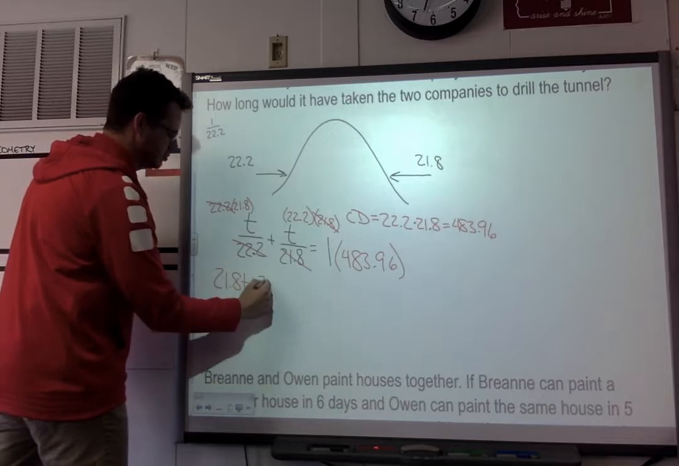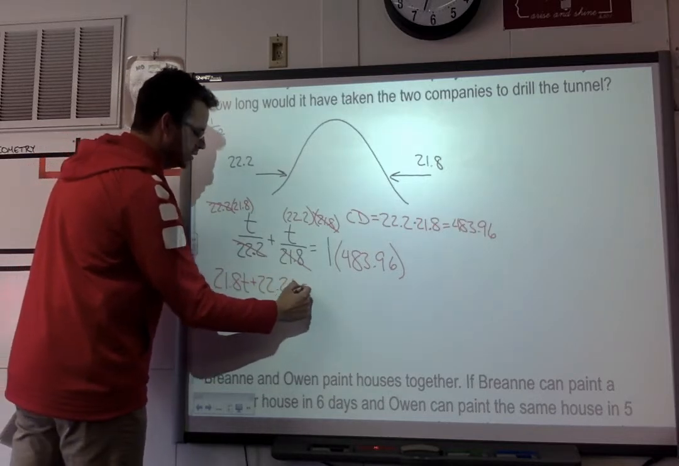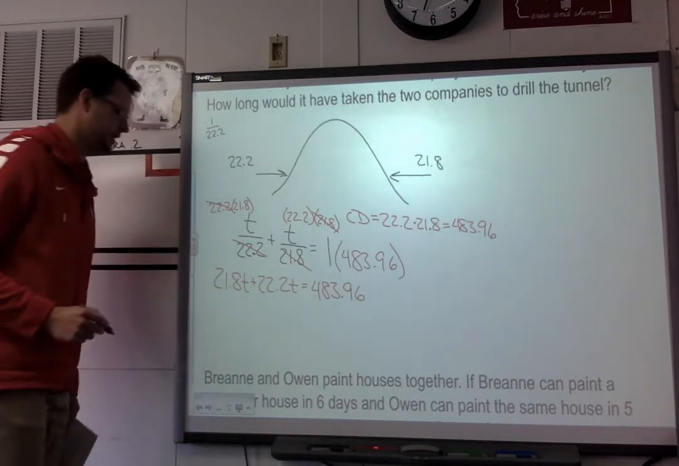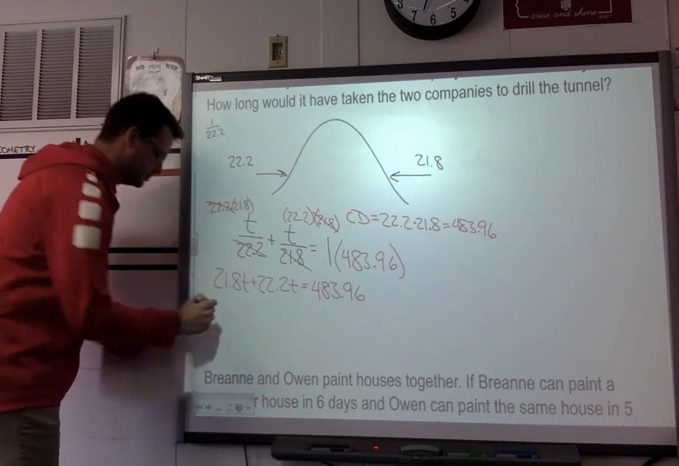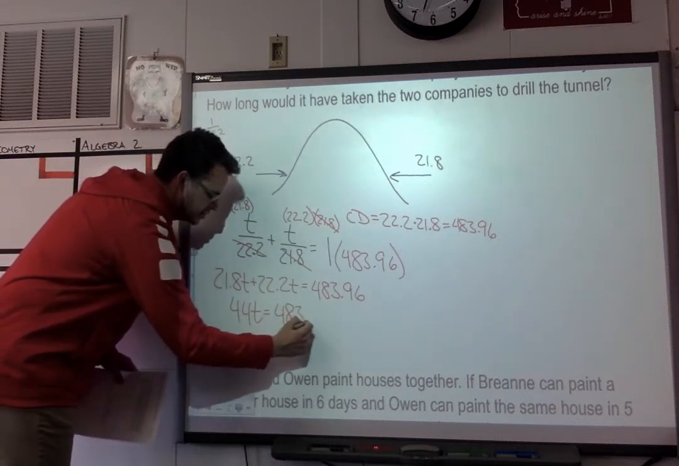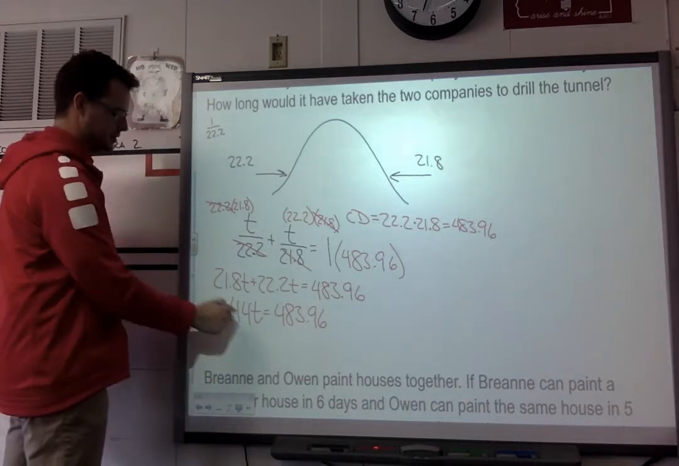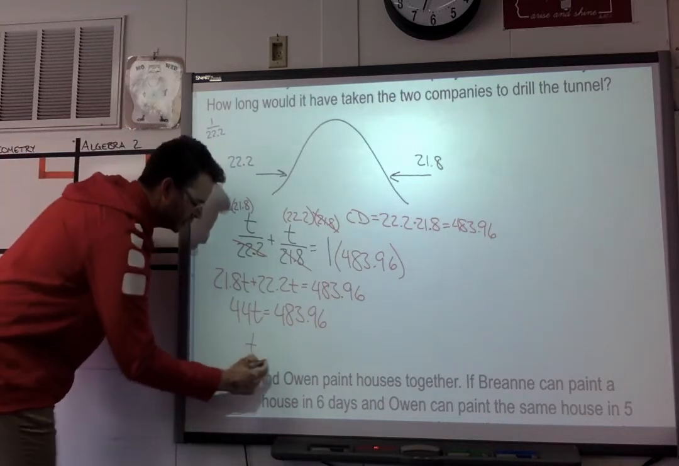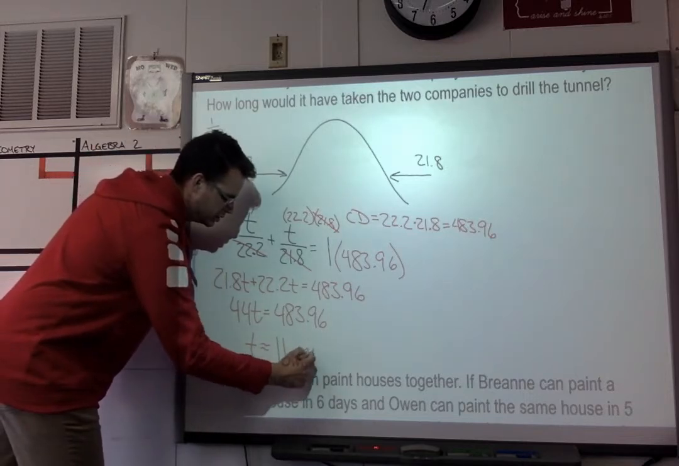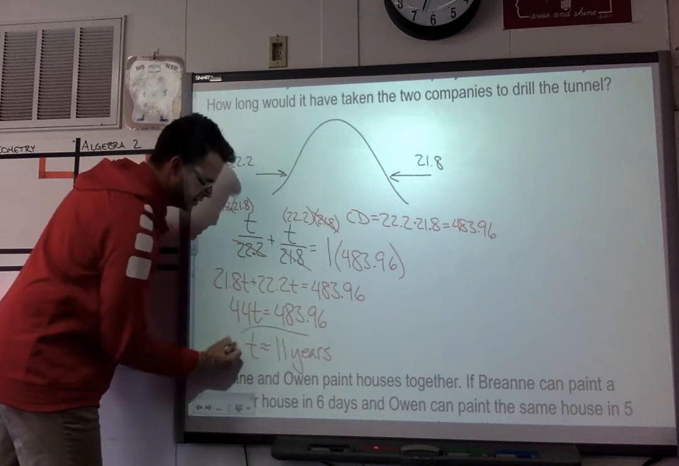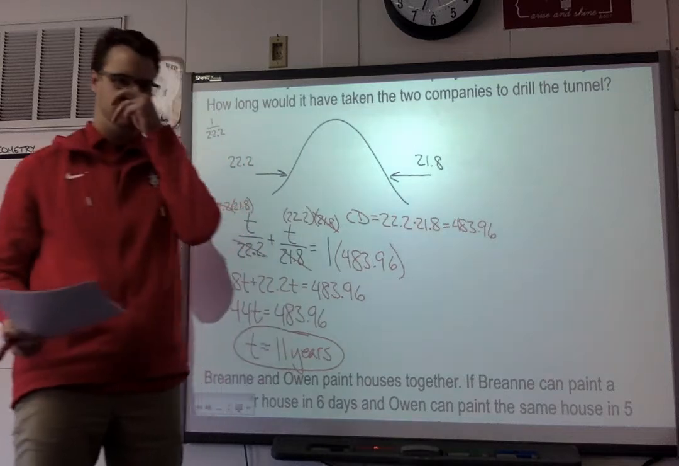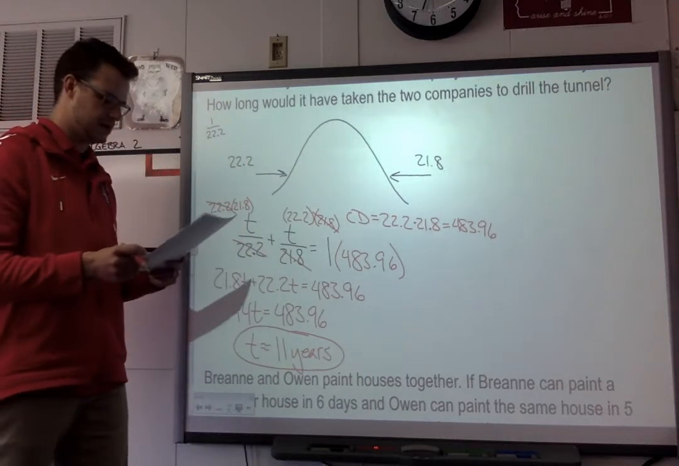I'm left with 21.8t plus 22.2t equals 483.96. When I combine my terms here, I get 44t equals 483.96. Divide by 44, and I get a solution of t is about 11 years. So it would take 11 years for those two drills to meet in the middle and for the tunnel to be completed.